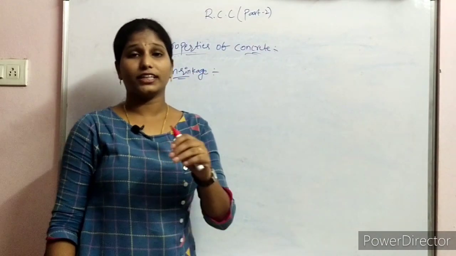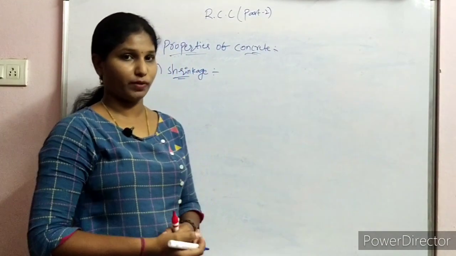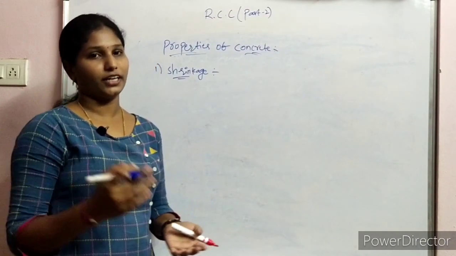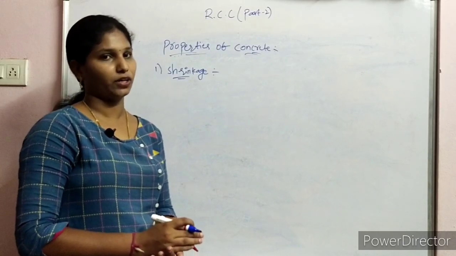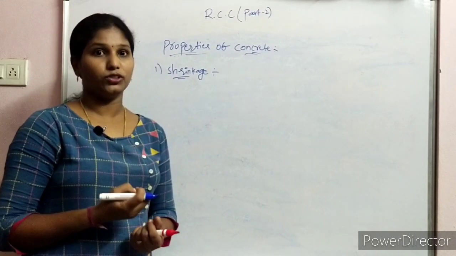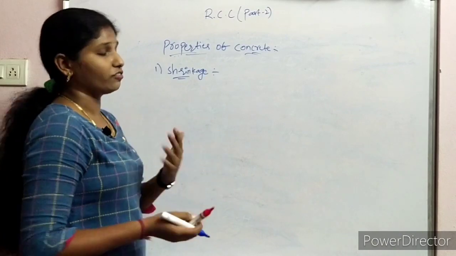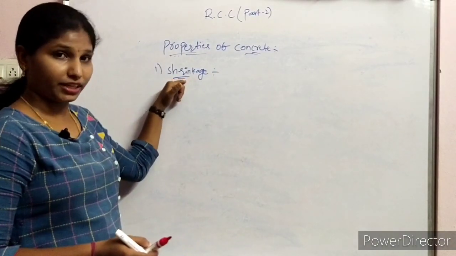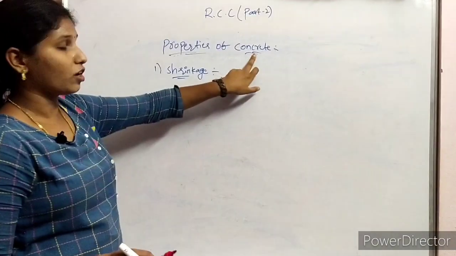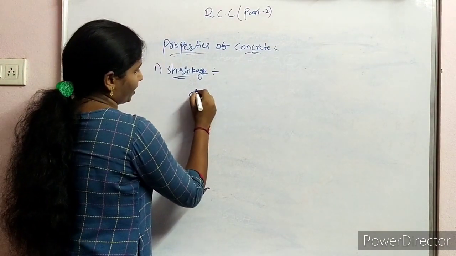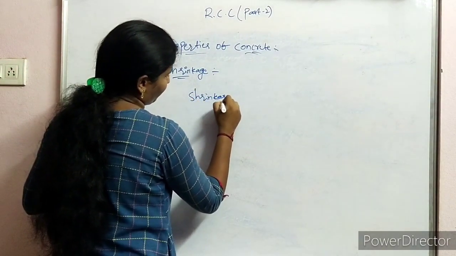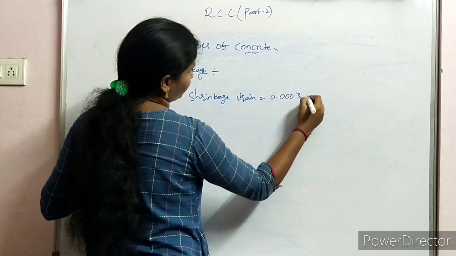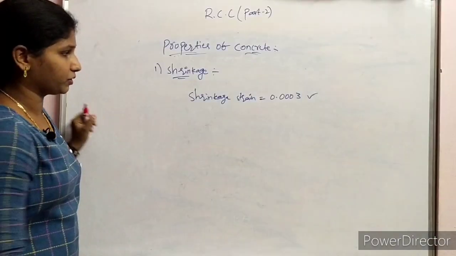Shrinkage means reduction in the volume of the concrete due to the loss of moisture. Fresh concrete includes moisture. After hardening of the concrete, that means after the heat of hydration process started, the volume of the concrete reduces due to the loss of moisture. We lose the moisture due to evaporation, and that is called shrinkage. This is the main factor which affects the concrete. What is the shrinkage strain? The shrinkage strain value is 0.003. This is the most important factor we will ask in the entrance exams.